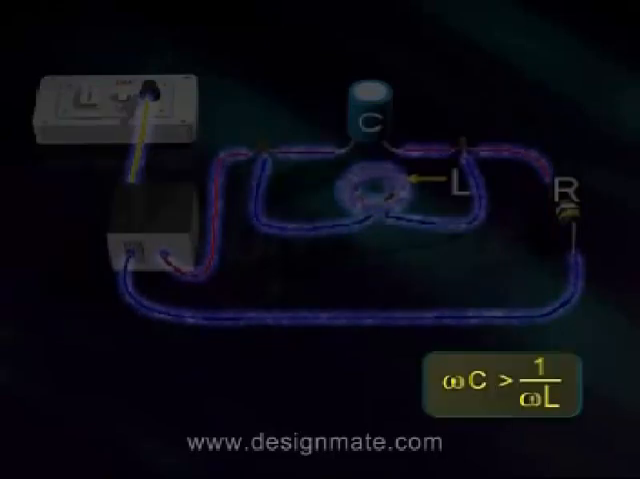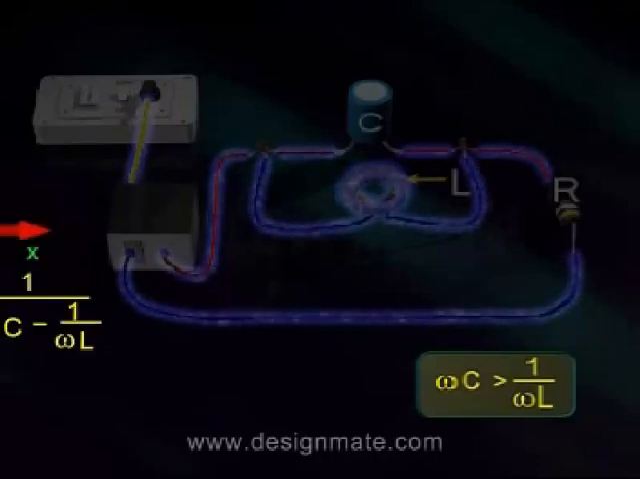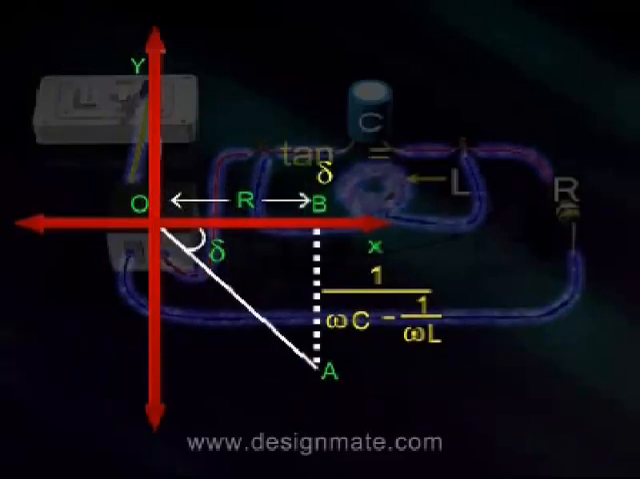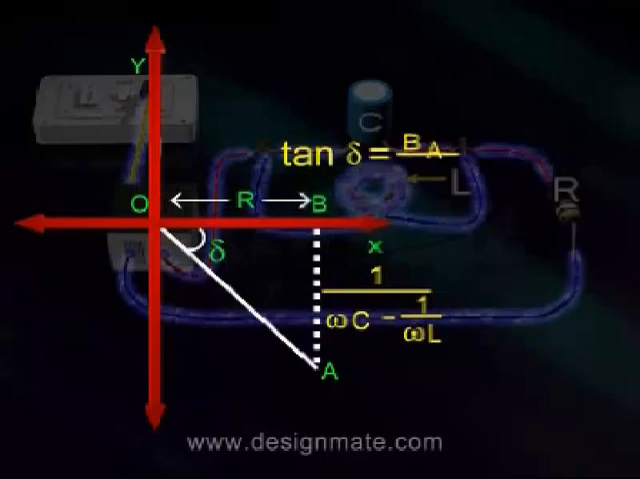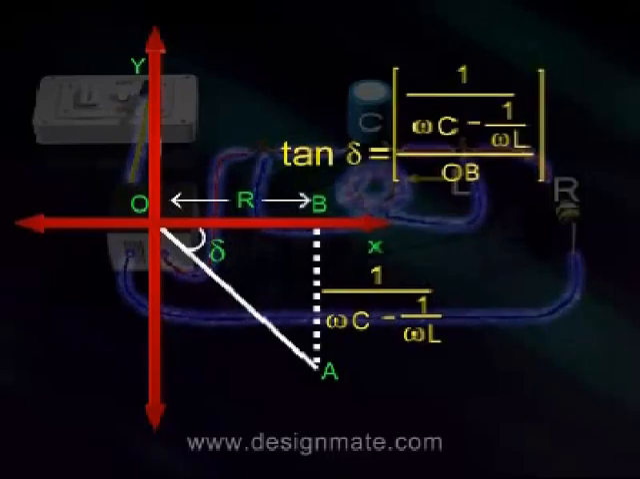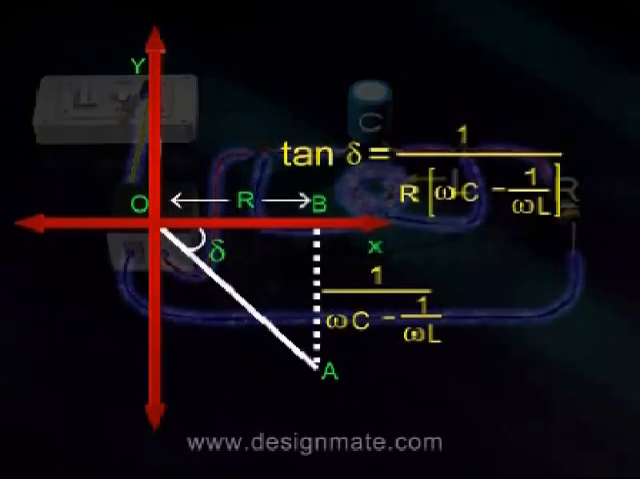If we take omega C greater than 1 upon omega L, then Z will be represented in the complex plane as shown. Delta is given as tan delta is equal to BA upon OB, which is equal to (1 upon omega C minus 1 upon omega L) upon R. That is equal to 1 upon R times (omega C minus 1 upon omega L).